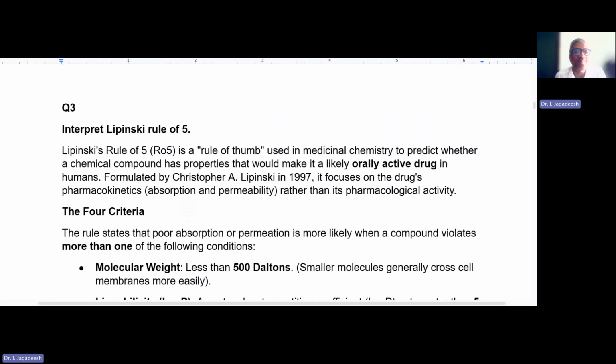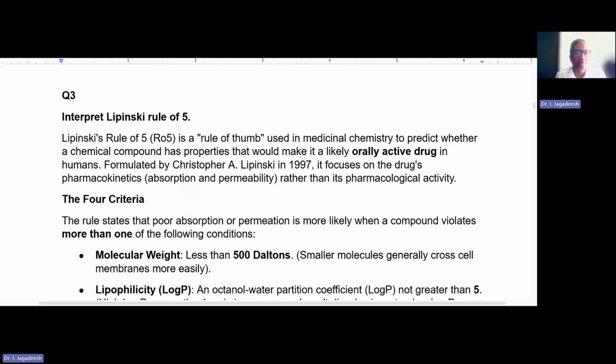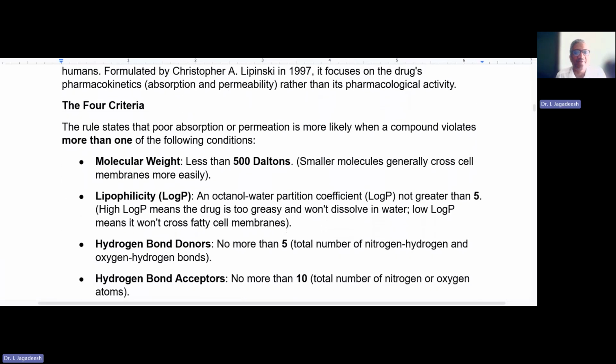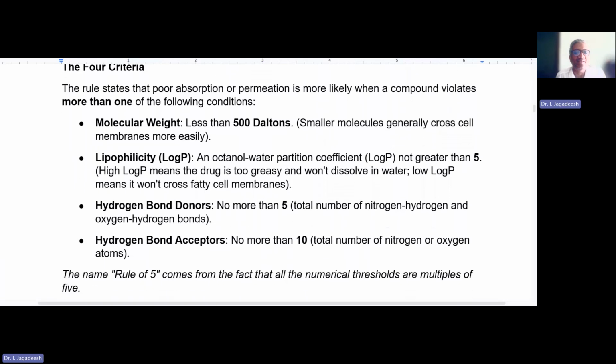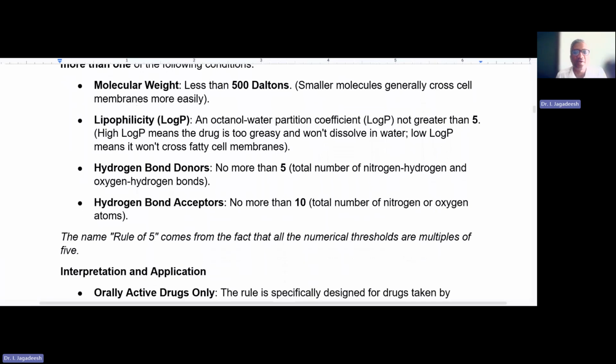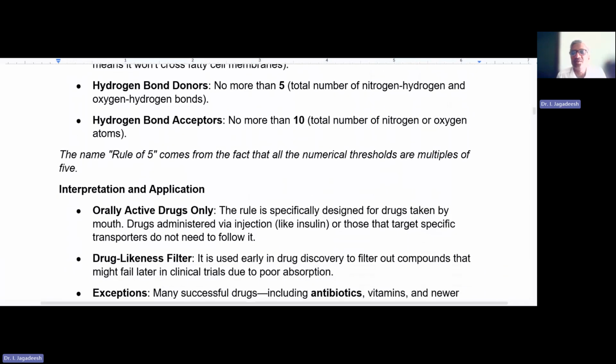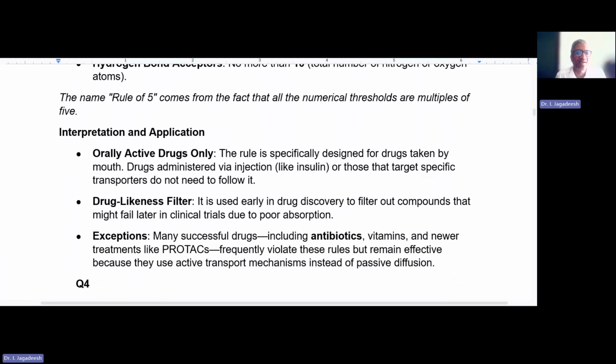Another question we have got is the Lipinski rule of 5. In the Lipinski rule of 5, molecular weight is less than 500 Daltons, the log P value is less than 5, hydrogen bond donors are not more than 5, and hydrogen bond acceptors are not more than 10, that is 5 into 2, 10. This rule of 5 comes from the fact that numerical thresholds that are multiples of 5 are present most of the time in drug-like moieties, and it acts as a drug-likeness filter.